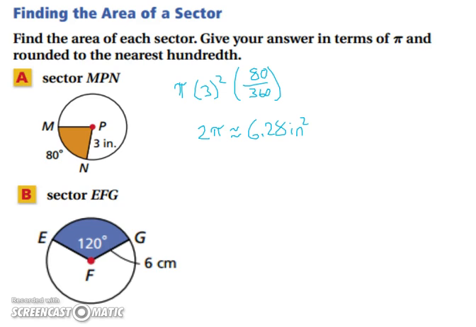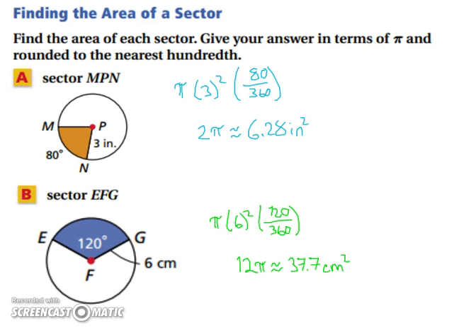Now that you've had a moment to try this next one on your own, let's try it together. So we have pi times our radius, so 6 squared, times 120 divided by 360. 120 divided by 360 times 6 squared will give you 12 pi, which is about 37.7. And we have centimeters, so centimeters squared.